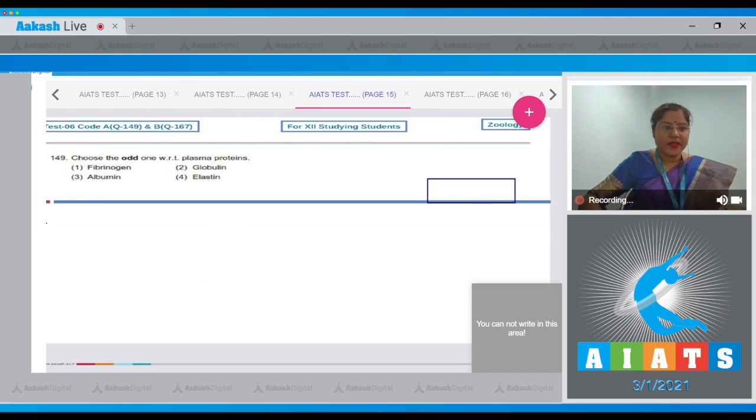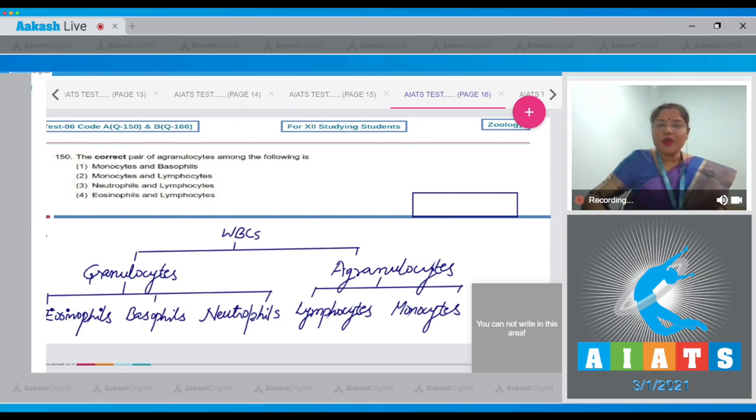Question number 149. Choose the odd one with respect to plasma proteins, and the options given are fibrinogen, globulin, albumin, and elastin. Fibrinogen, globulin, and albumin are plasma proteins. Elastin protein is not present in the plasma. Elastin protein is present in elastic fibers, which are present in connective tissue. So, the correct answer to this question is option number 4.